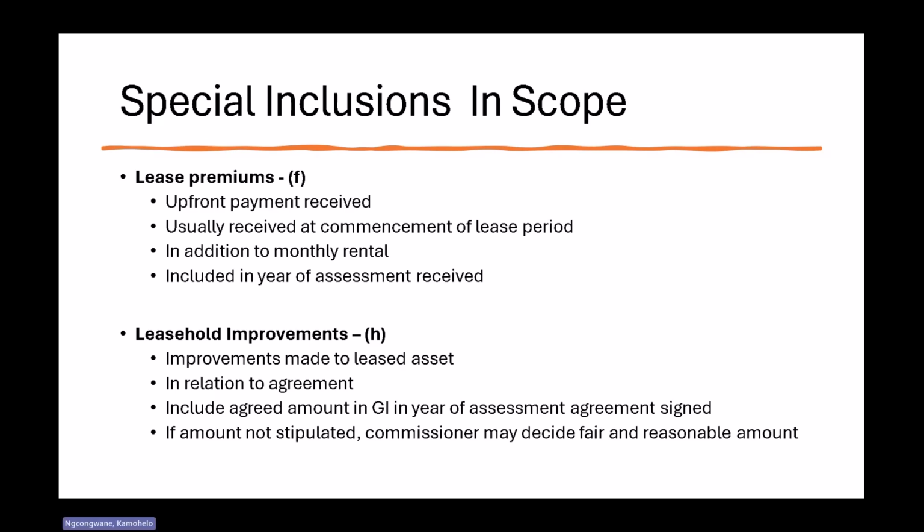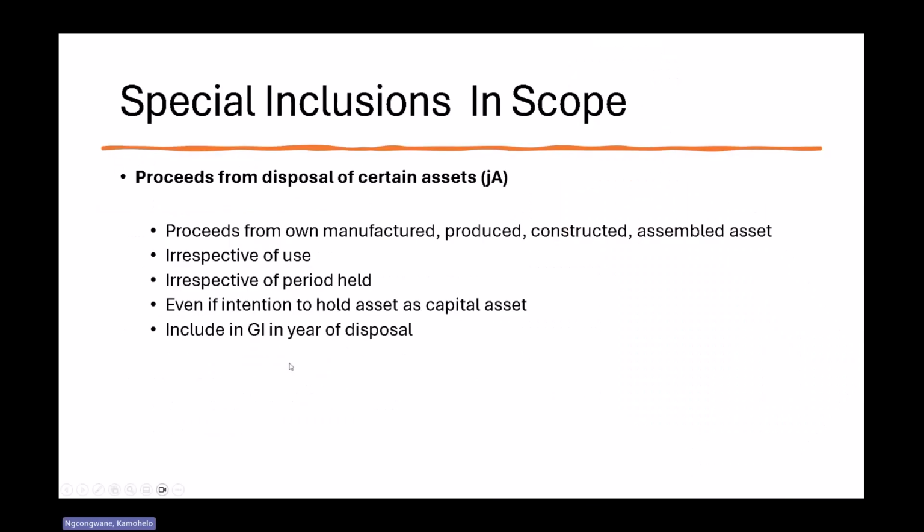So we've covered lease premiums, we've covered leasehold improvements, proceeds from disposal of certain assets. As I mentioned earlier, if you've manufactured this asset yourself, if you've produced it, constructed it, or assembled it, irrespective of the use of that asset, irrespective of your intentions, irrespective of anything that would lead you to conclude that the proceeds are of a capital nature, because of the subsection, you include it in gross income. Very important to go through that thought process.